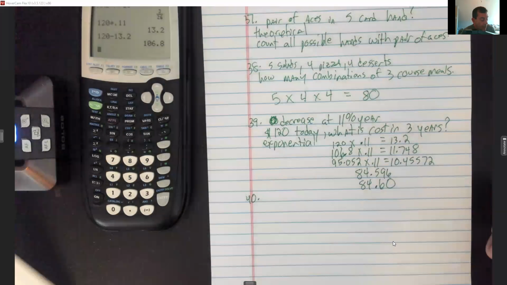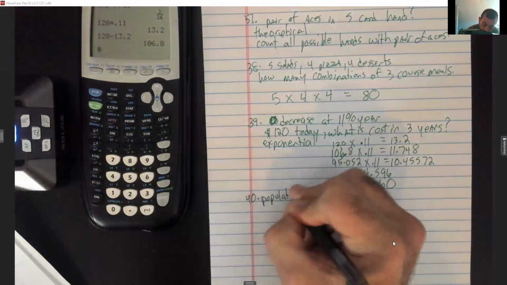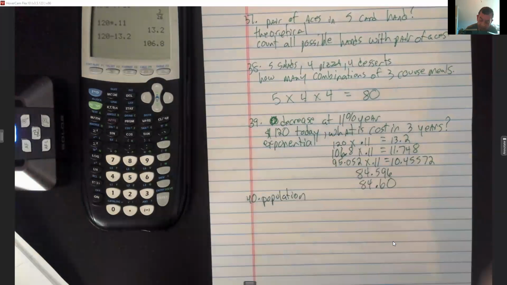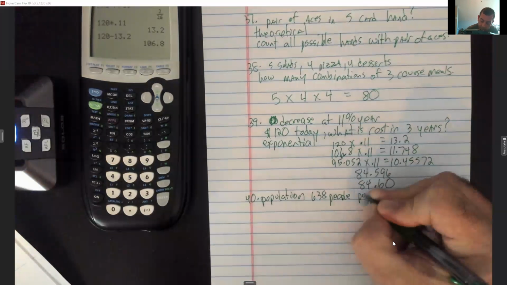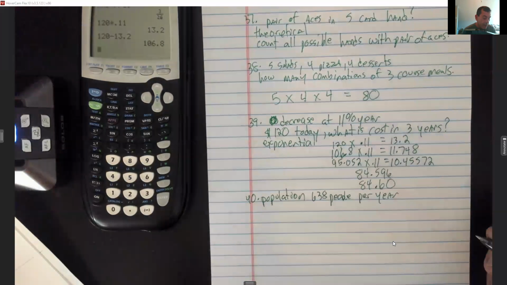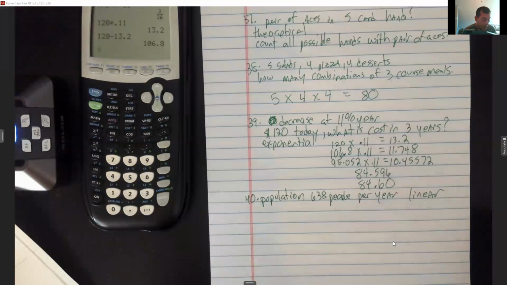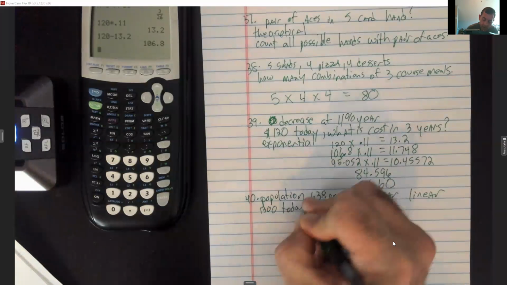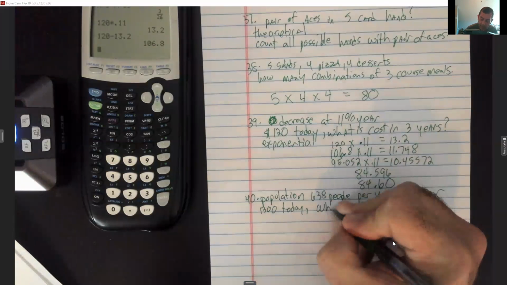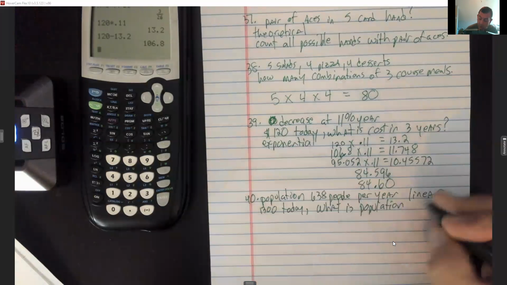Now 40, this one says the population of a town, so population, increasing by 638 people per year. State whether this is linear or exponential. Well, that is definitely linear because it's the same amount. So that one is linear. And if the population is 1,300 today, what is the population in 4 years?